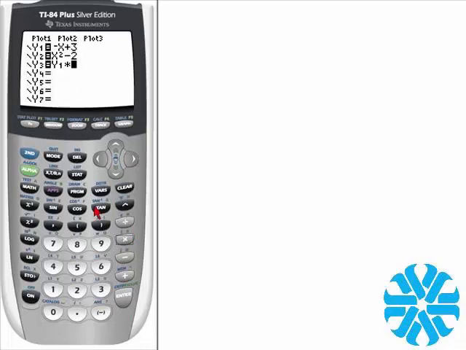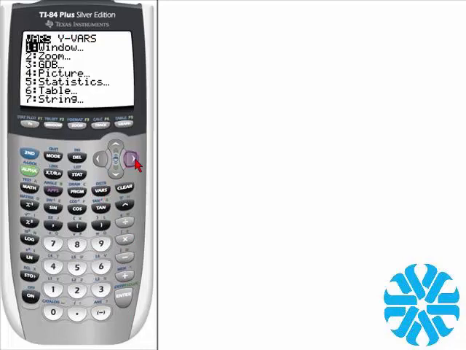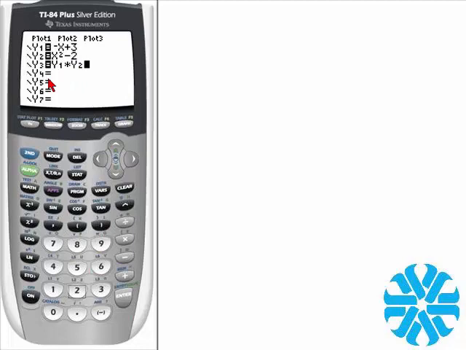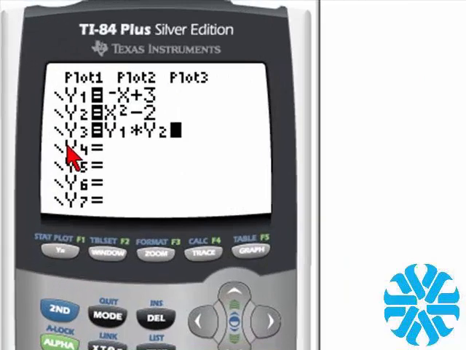So we go back to vars, move it over to yvars using the cursor. And then we want the function, so we hit enter. And we want y2 this time, so we hit number 2. And there it puts in y2. So here we have the product of y1 and y2, and that's represented by y3, and remember that's our h of x. Okay? So the same thing, let's go to the table.